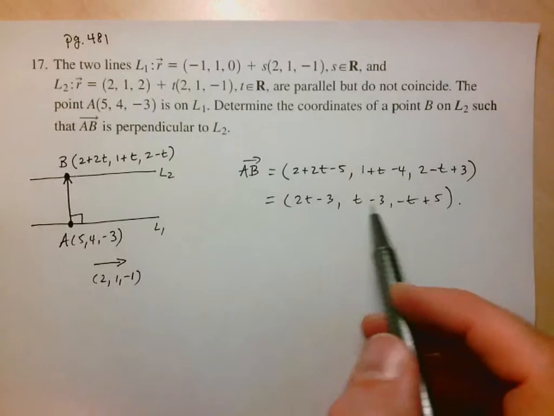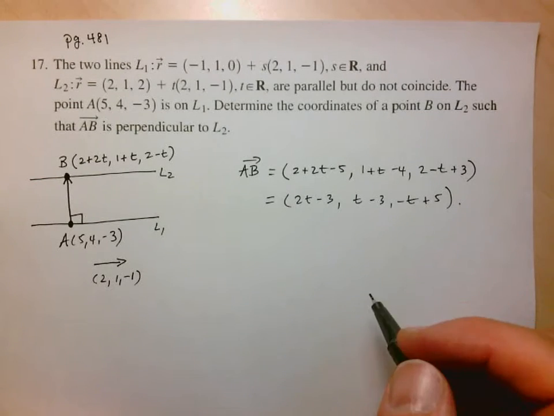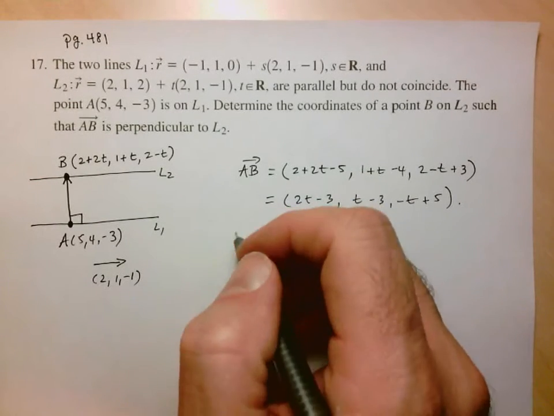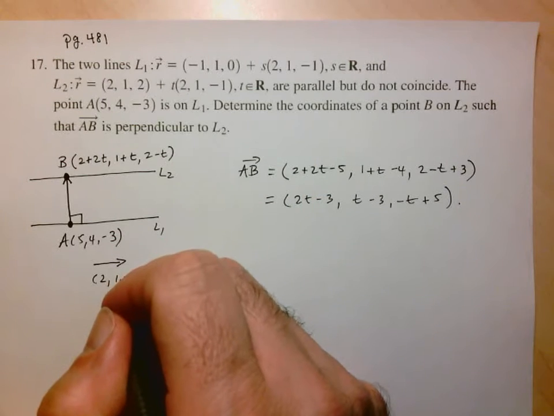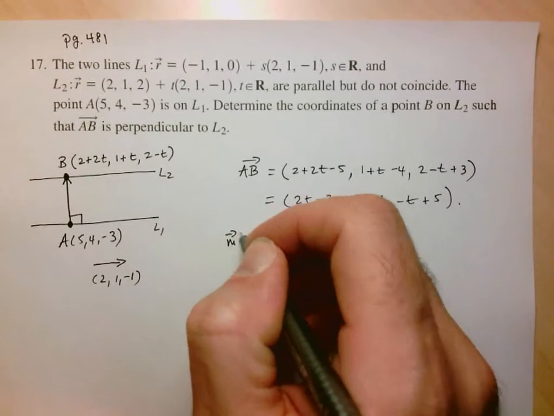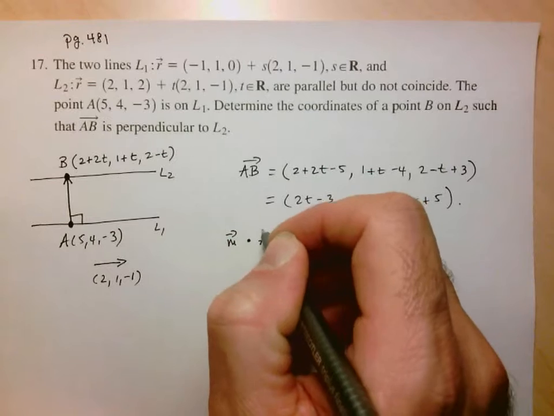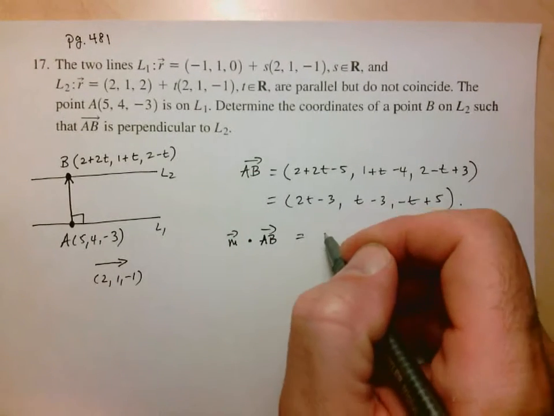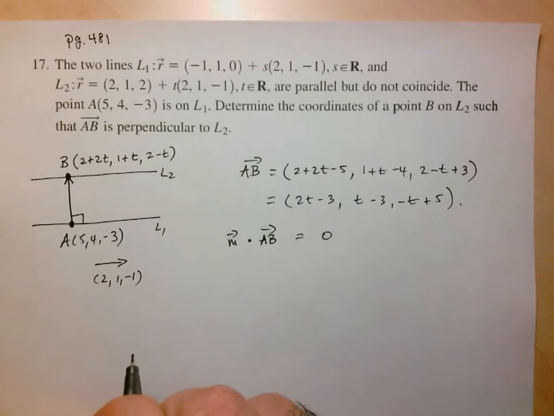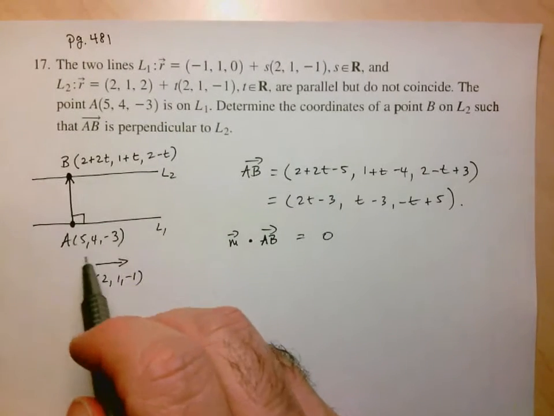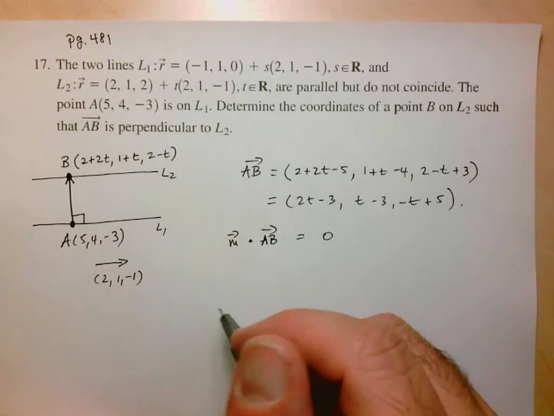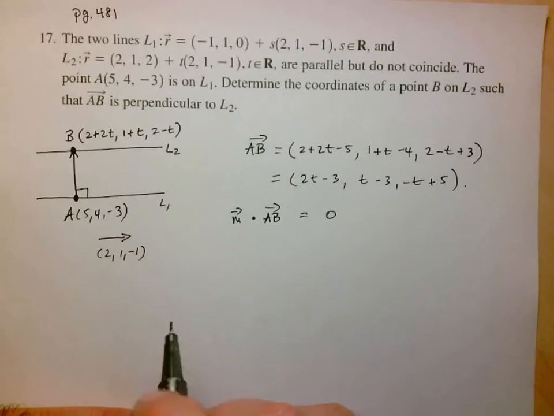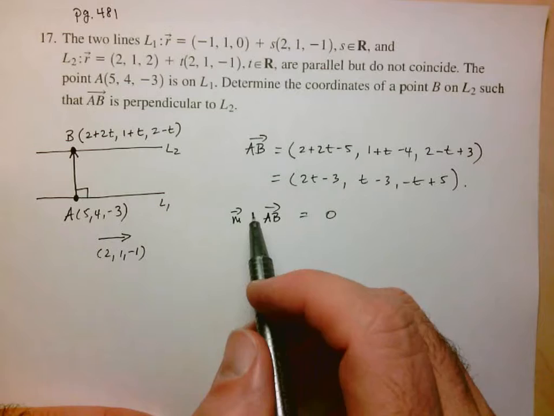I know that if I take the direction vector and dot it with the vector created from A to B, the dot product needs to be equal to 0, since I need AB to be perpendicular to the line. From here I think we should be able to solve it since we've only got one unknown. So let's take this dot product.